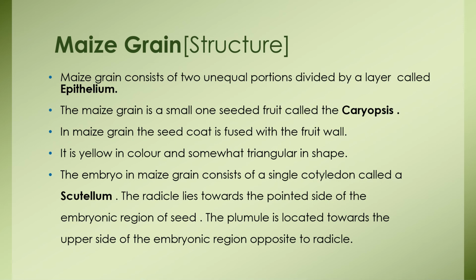The embryo in the maize grain contains a single cotyledon called scutellum. The radicle lies towards the pointed side of the embryonic region of the seed, and the plumule is located towards the upper side of the embryonic region opposite the radicle. It is enclosed in a protective sheath known as coleoptile.